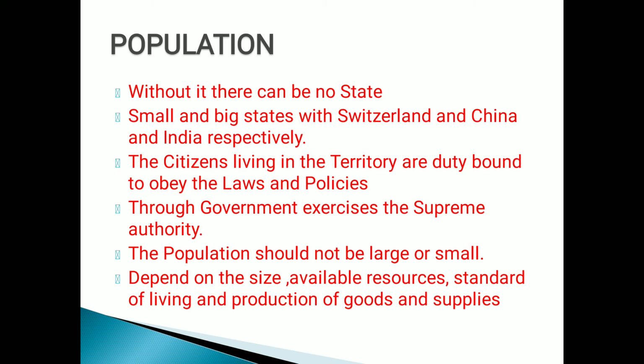Right, children? So I hope you have understood why we need a population, and why we don't need a population explosion. That means we have to have a balanced population in the state, so that the state government can efficiently provide for the welfare of its citizens. Clear, children? The population needs to be checked, because population has to match with the resources available in the country. Clear? Let's move on to another element, and that is the territory.